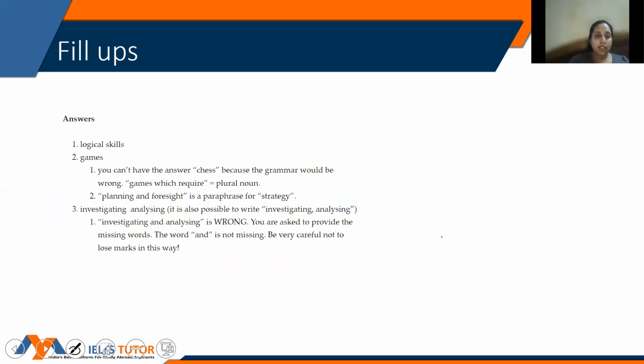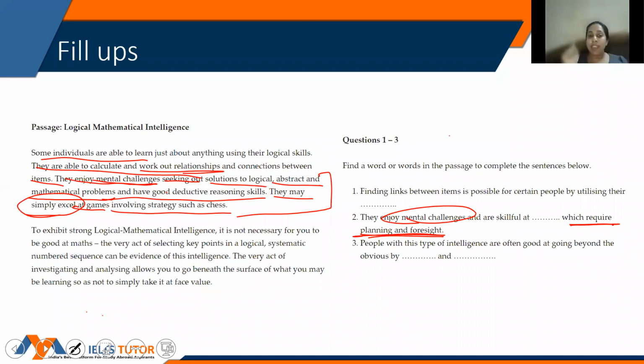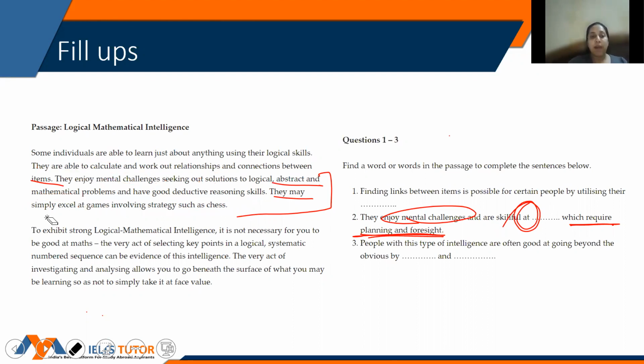Now here, planning and foresight is for strategy, right? Chess is not the answer. Why? Because of the preposition at. Where you need to be skillful, you need to be skillful at games. I mentioned earlier that we need to mark the preposition at, and the words that go with it. If we put chess, that will be a grammatically incorrect answer.